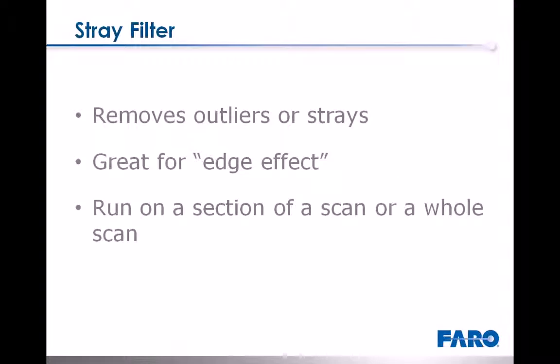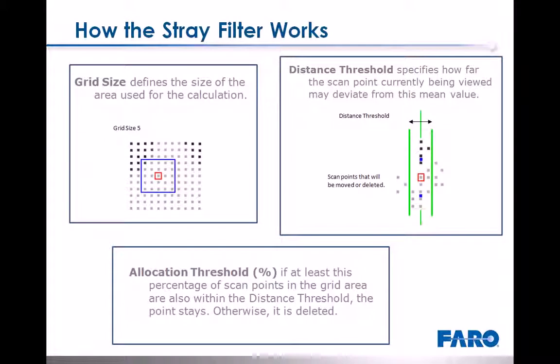Stray filter. This is where it gets a little more complicated, but is very useful in many situations. It removes outliers and strays and is great for getting rid of edge effect. You can run it on a section of a scan or on a whole scan. So how does this filter work?